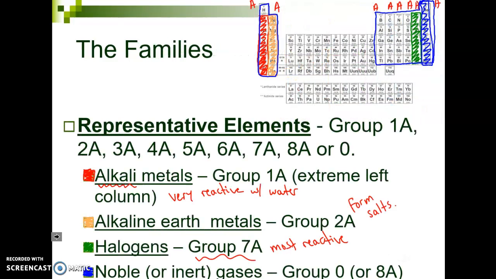Let me go back real quick. I'd like you to note that these families here have names. This would be the boron group. This is the carbon group, the nitrogen group, and the oxygen group. We just name them according to what element's on top. Nothing special there.